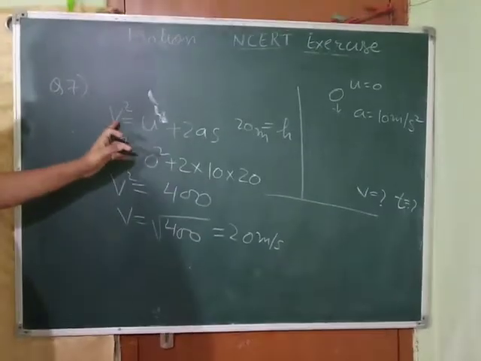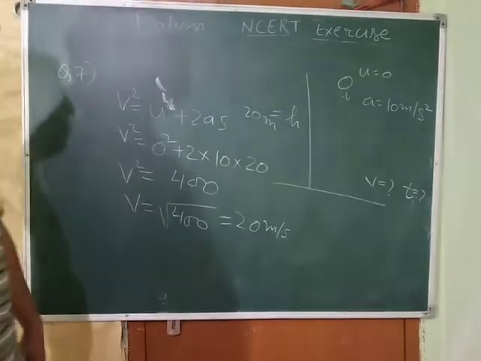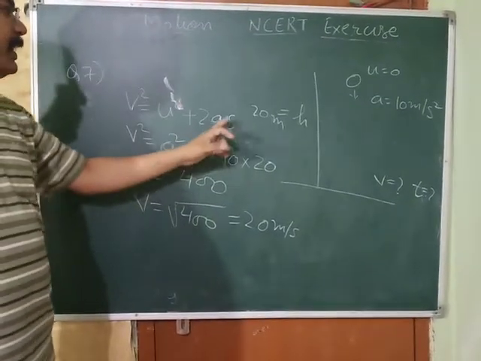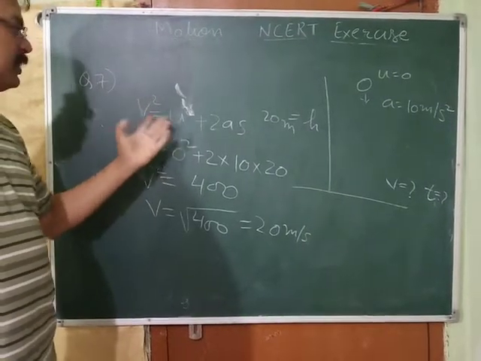So we can use this formula: v square is equal to u square plus 2as. Why? Because we have to find out v. u is given, a is given, s is given. So only one thing is unknown, so we can use this equation.